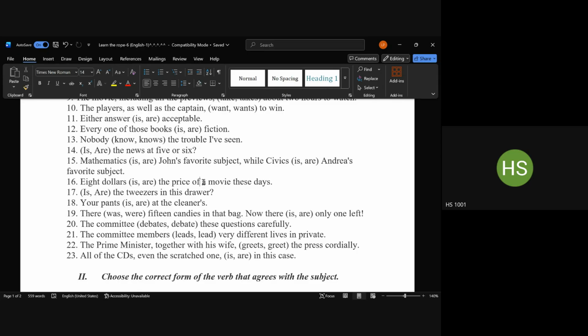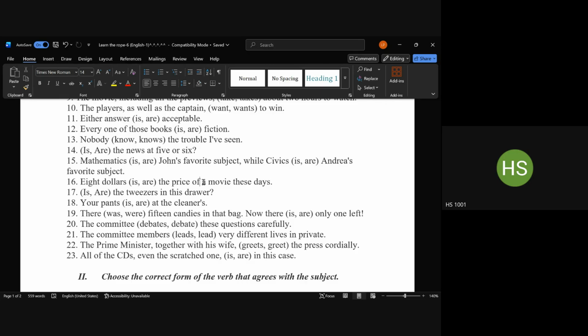Look at sentence number 19: there were 15 candies in that bag. Compare this with $8 is the price of a movie these days. So in the 16th sentence, you are considering that amount of money, $8, as a single unit. You're not counting it as a currency. It is an amount of money, and an amount of money is a singular unit. Hence, $8 is the price of a movie these days.